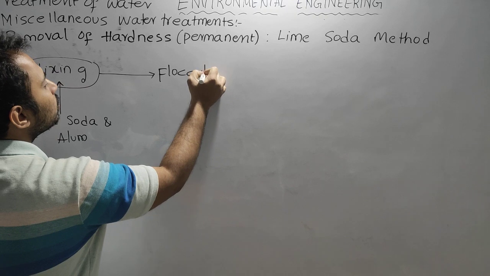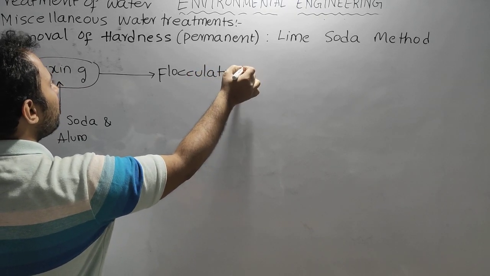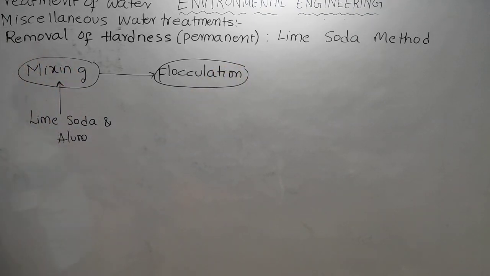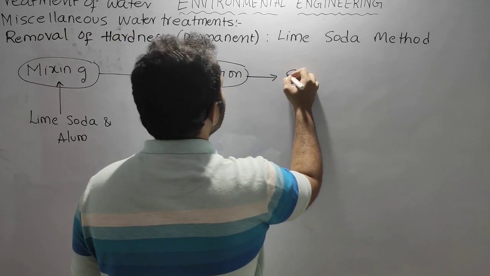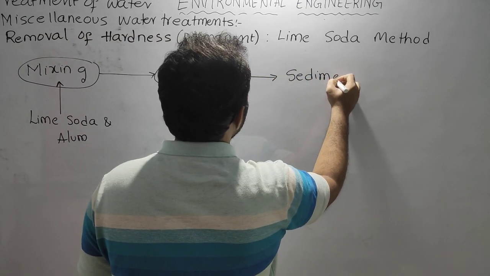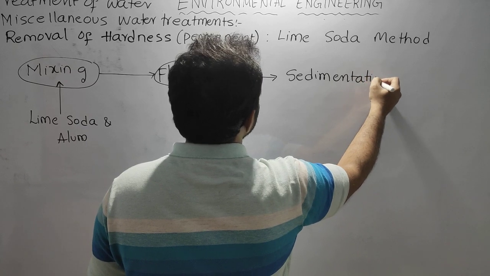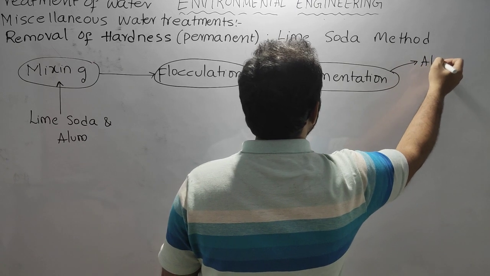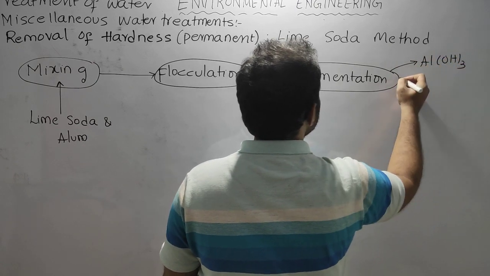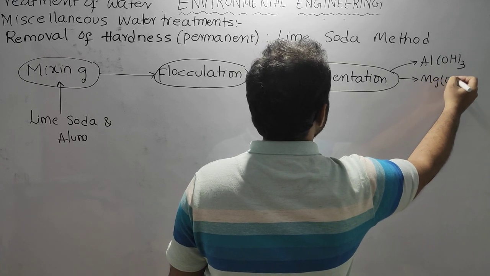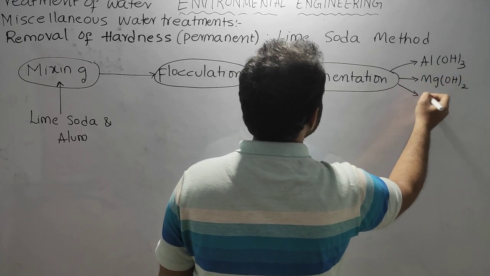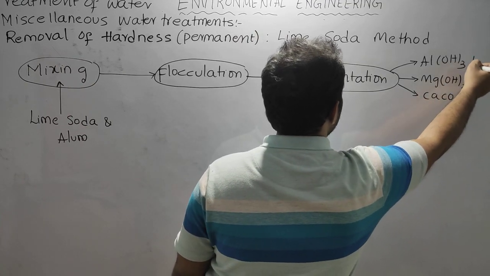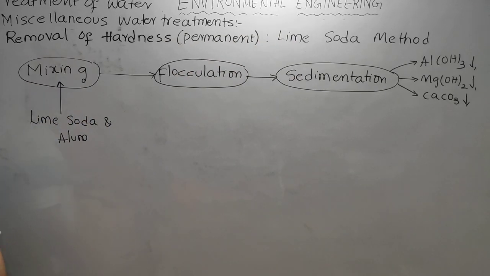Flocculation. So after mixing, what happens? Flocculation happens. After flocculation, sedimentation. Here in the sedimentation tank, we will remove the alum, Al(OH)3, Mg(OH)2, and CaCO3, all the precipitates which are forming out of these reactions.